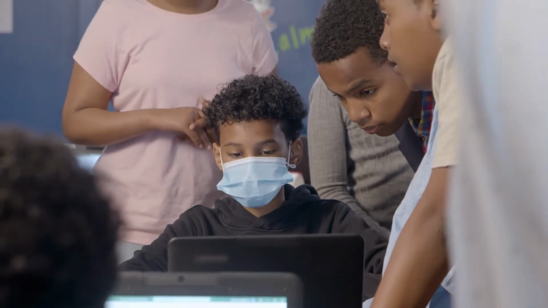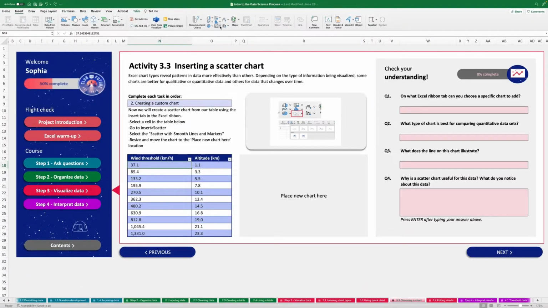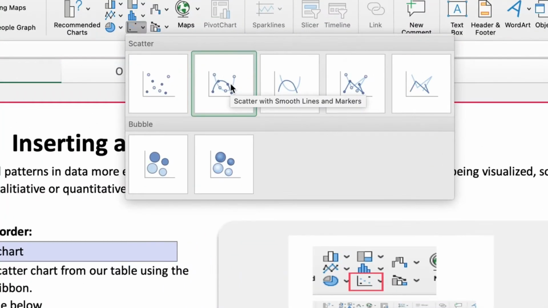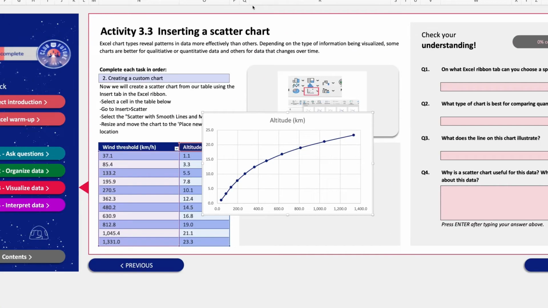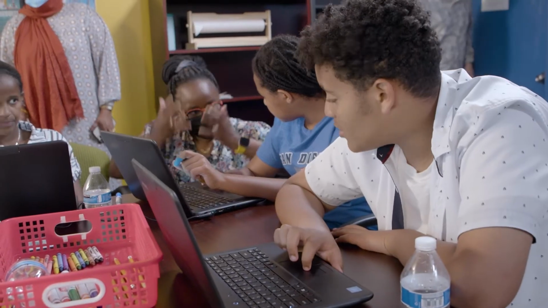The next step in the journey is to visualize data. During this step, students learn how to use data visualization techniques and charts to understand relationships between different data sets and get insights from data.